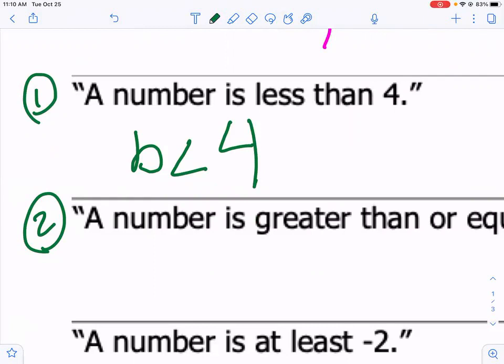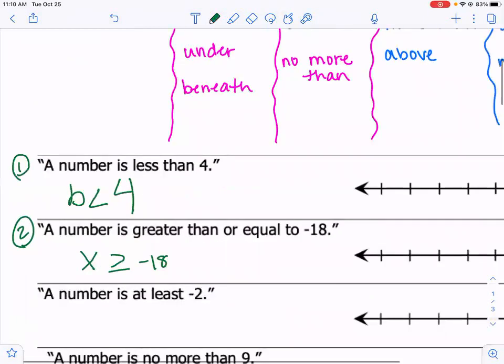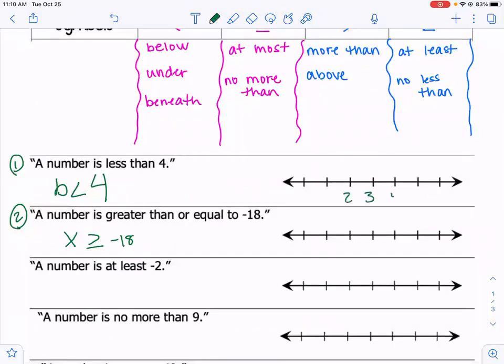Like X is, do we do the line or no? Okay, this is what Kinley has. Do you agree? Yes? Okay, so for number 1, I'm just gonna pick where 4 is. Okay, Ryan, what do I do at 4? Make a circle. Open or closed? Open. Okay, open. And then which way do I go?